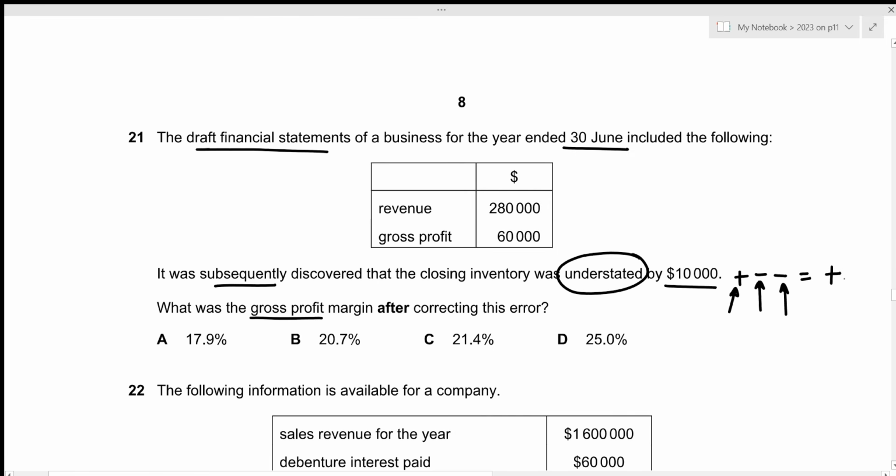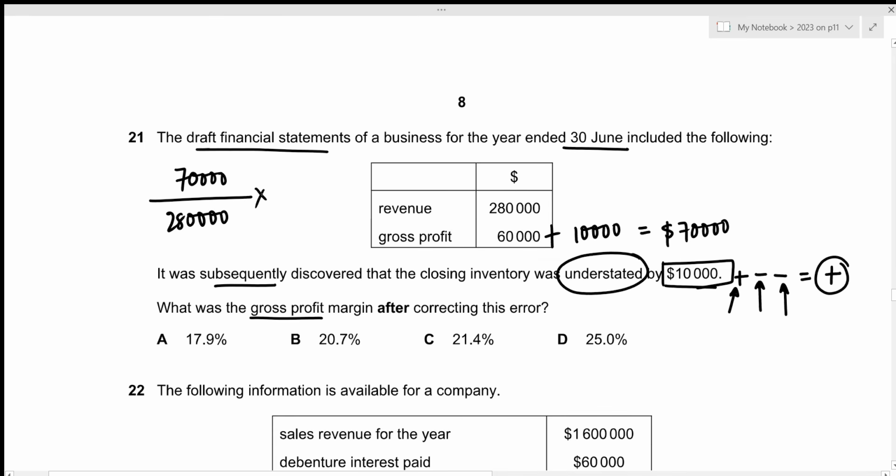This just means that we now have to add back this understated amount of 10,000 to the gross profit in order to get the corrected gross profit. So that's plus 10,000. This results in the correct gross profit to be 70,000. Now, the correct gross profit margin will be the gross profit of 70,000 divided by the revenue of 280,000 multiplied by 100%. This results in the gross profit margin to be 25%. This is given in option D. That's the correct answer.